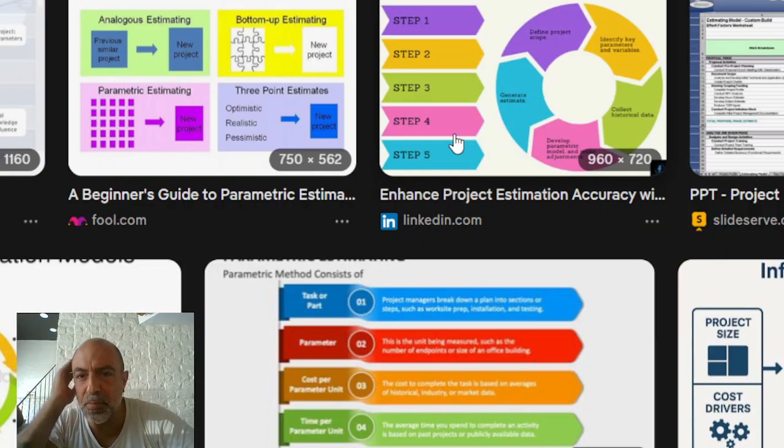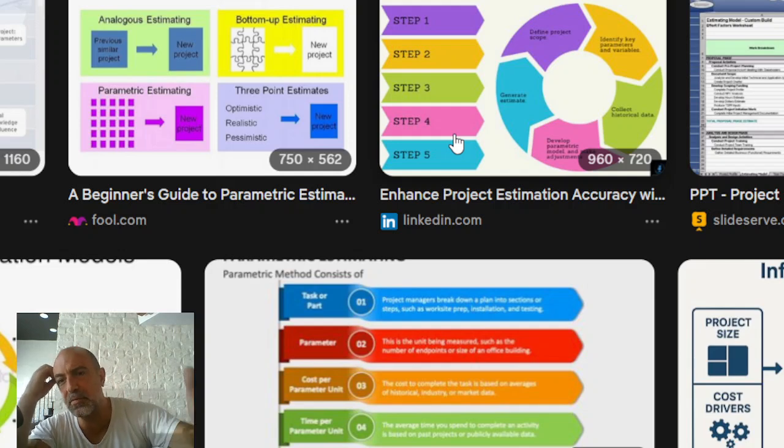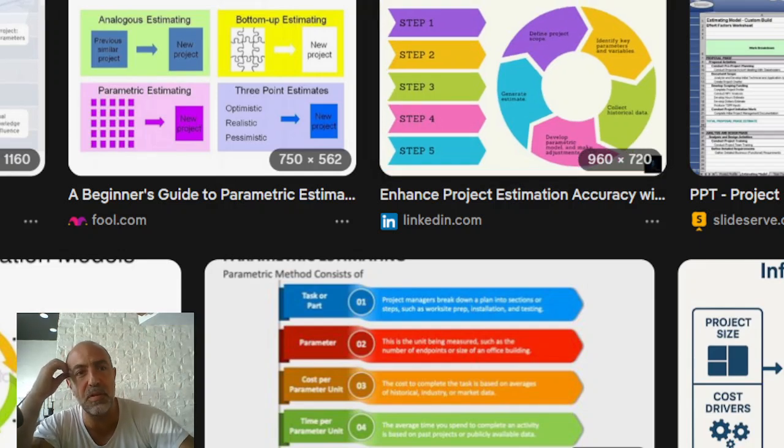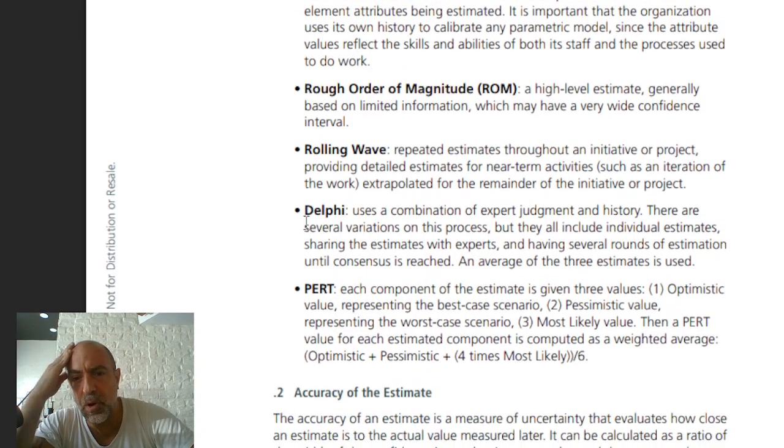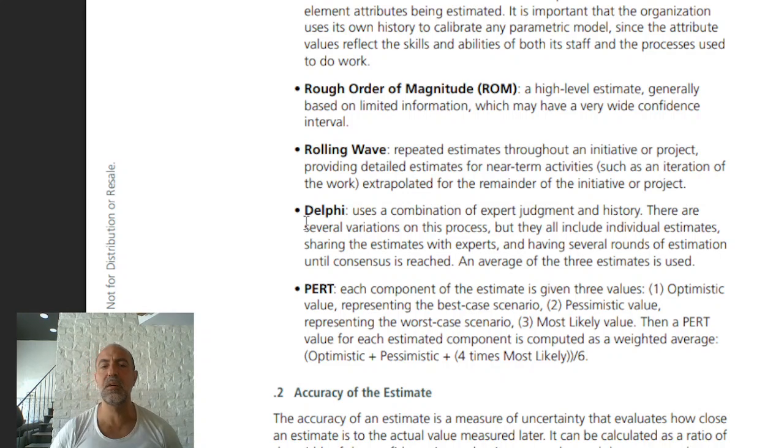Right, like we define project scope, we identify the key parameters. That's what parametric stands for, the parameters and variables. We collect the historical data, we develop the model, and then we generate an estimate, and then it circles around itself. Rolling wave: repeated estimates throughout an initiative or a project, providing detailed estimates of near-term activities, such as an iteration of the work, extrapolated for the remainder of the initiative or the project.